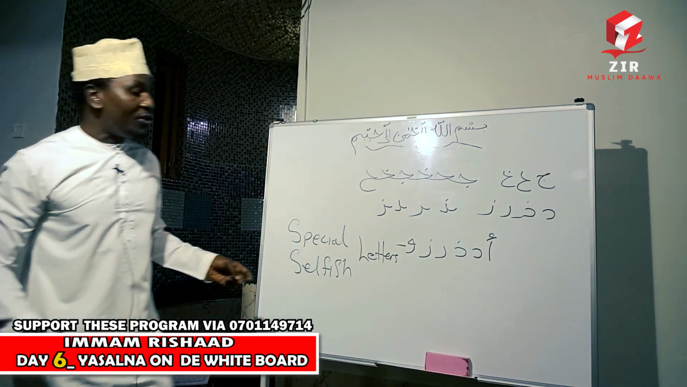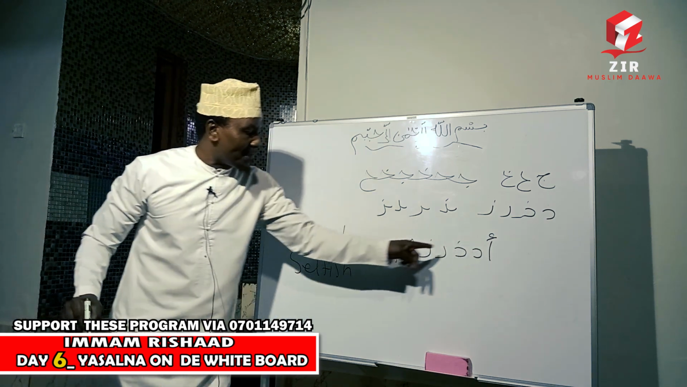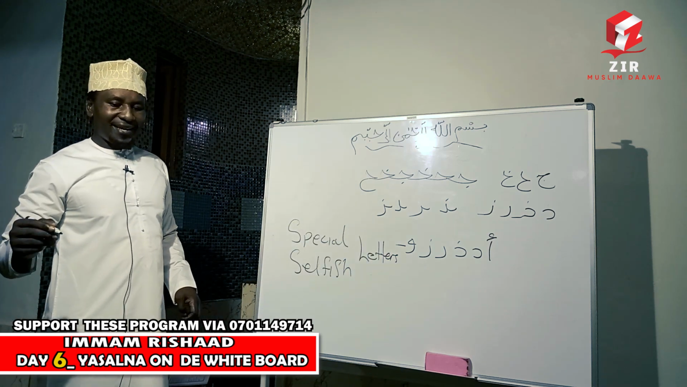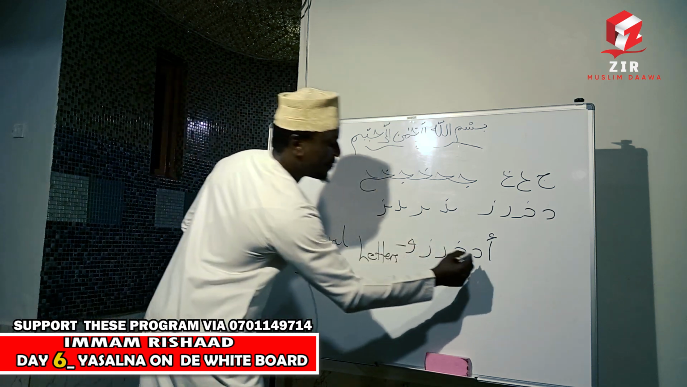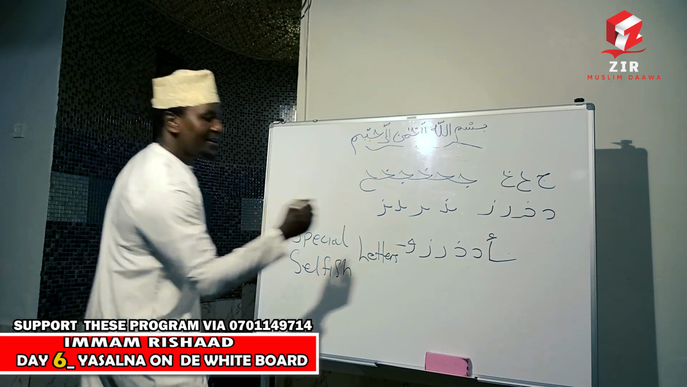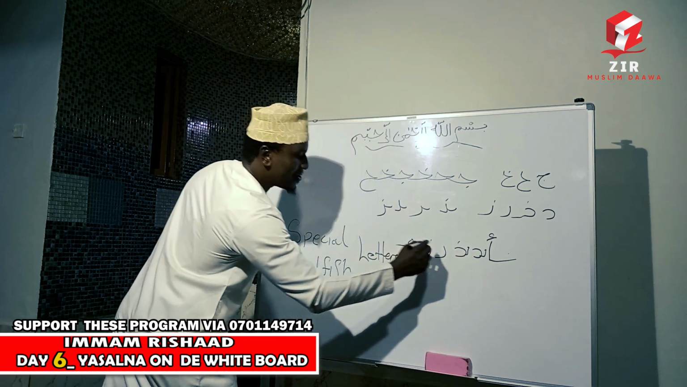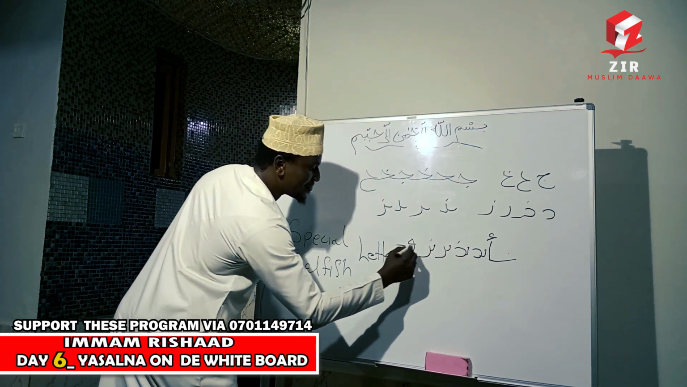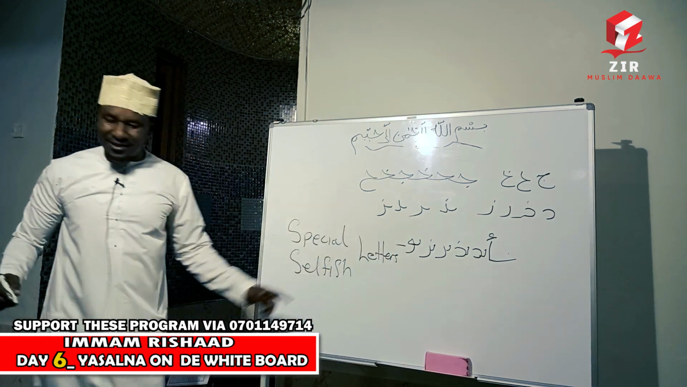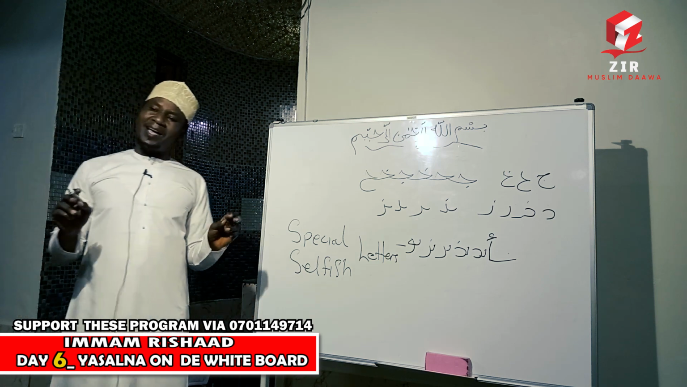They are selfish because they don't allow any letter to be joined on them in front. But a letter can be joined on them before. Like this, you can join a letter there. Dal, you can join. Ra'u, you can join. You can join with the Zai and Waw. But in front, you can't join any letter in front of them. That's why they are called special.